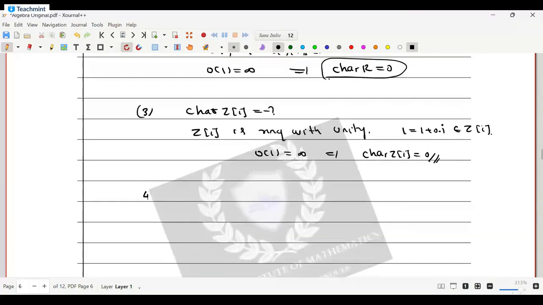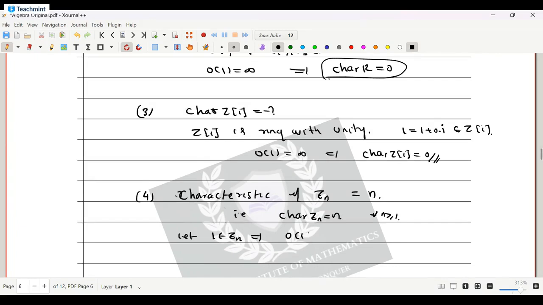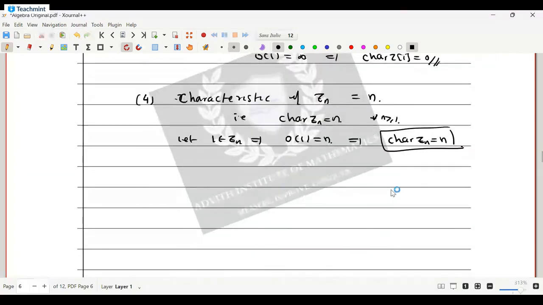Fourth one, the characteristic of Zn is equal to n. That means the characteristic of Zn is equal to n for every n greater than or equal to 1. Why? Since Zn is a ring with unity, 1 belongs to Zn. So this implies that the order of 1 is equal to n in Zn, which implies the characteristic of Zn is equal to n.